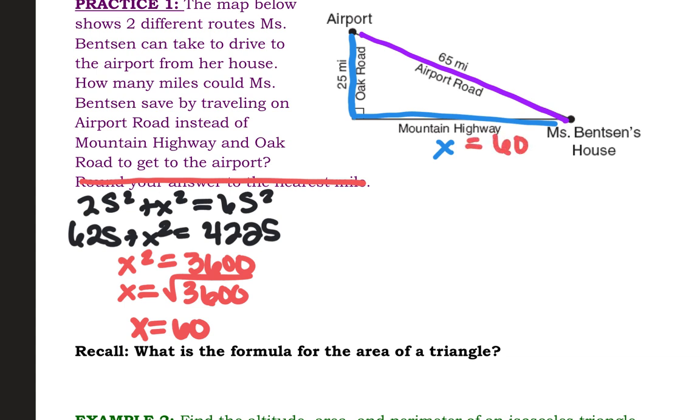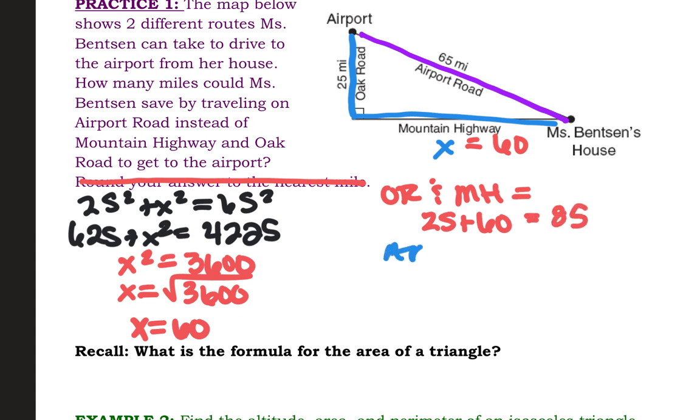If we're talking about this blue route here from Oak Road to Mountain Highway, that would be 25 plus 60. And how much is that? 85. Good. Now, the shortcut, Airport Road, this is just 65 miles.